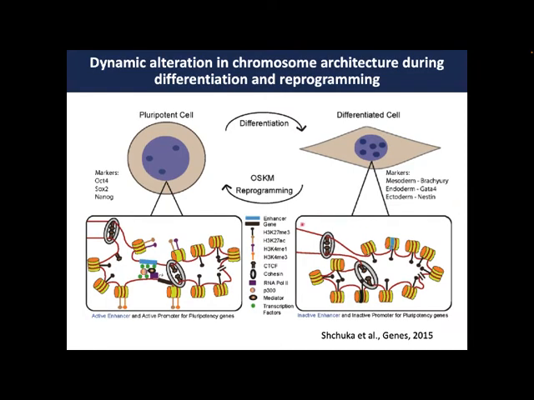Previously, during the process of reprogramming by expression of OSKM in the differentiated cells, this chromatin structure is remodeled, and the enhancer and promoter can approach each other after reprogramming to activate the transcription of pluripotent genes.